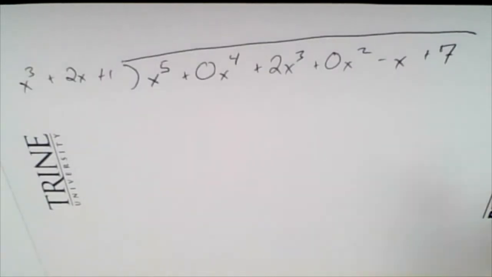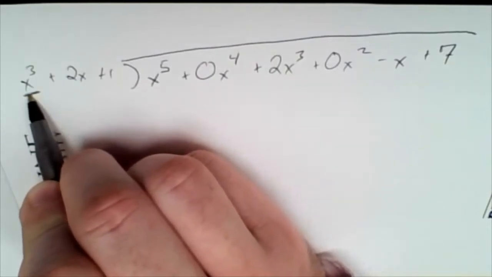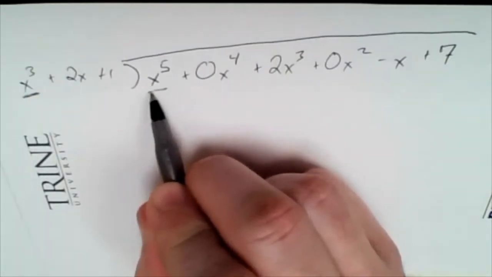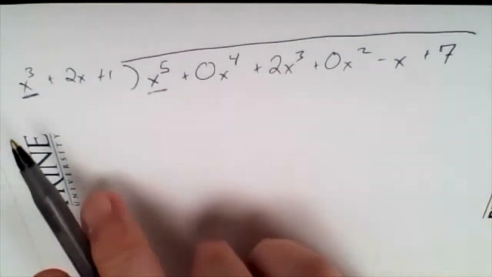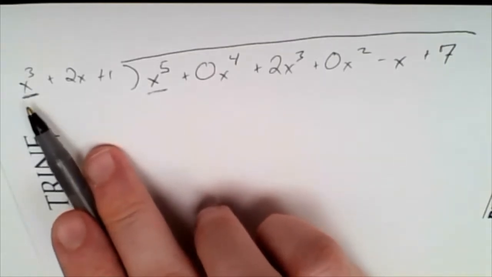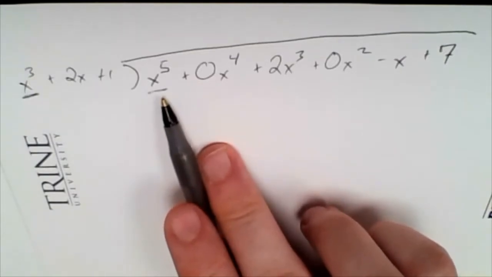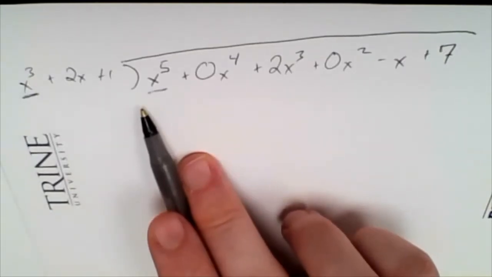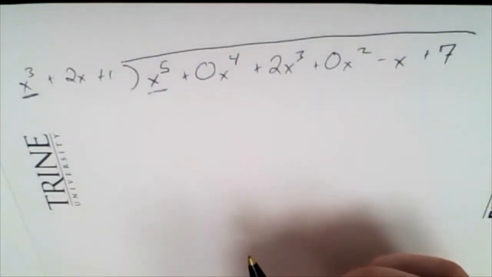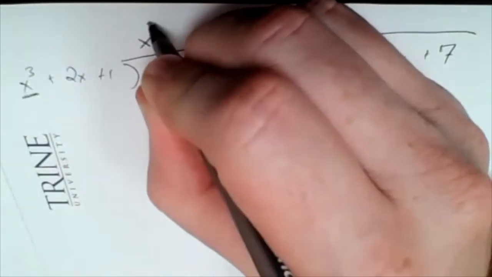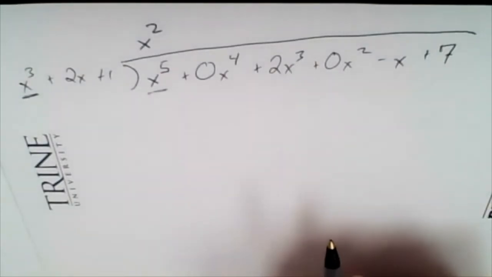Now what I'm going to do is check the largest power of x I have over here, which is x cubed, and the largest power of x I have over here, which is x to the fifth. And I'm going to ask myself, what do I need to multiply x to the third by in order to get exactly x to the fifth? So here it's a pretty straightforward question. The answer is I'm missing an x squared. So I'll put an x squared up top. This is where I'm recording my quotient.